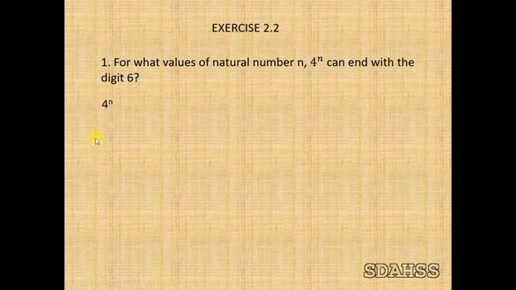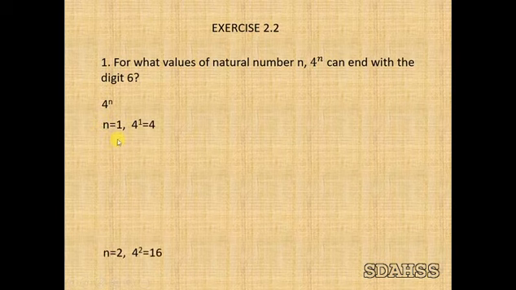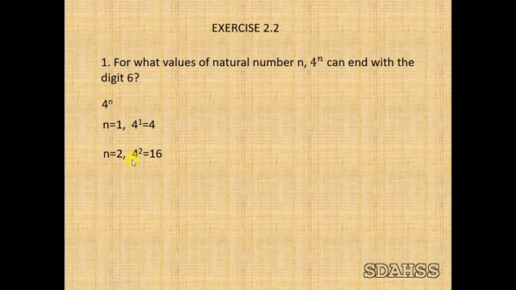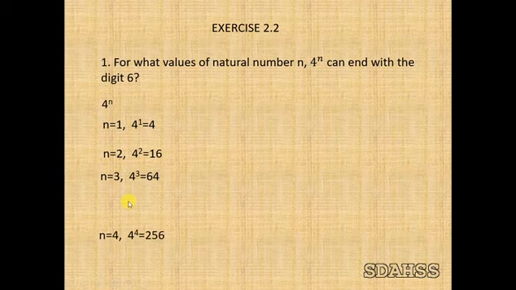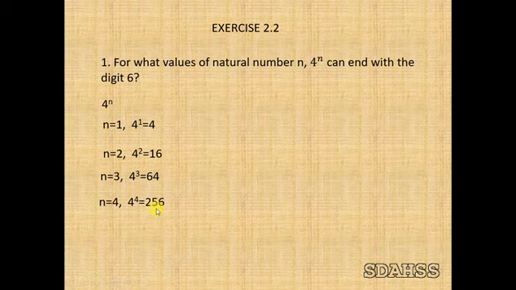So you have to substitute n is equal to 1 in the given number. Then you will get 4 power 1, which means 4. Substitute n is equal to 2. Then you will get 4 square, which means 4 into 4, 16. Substitute n is equal to 3. Then you will get 4 power 3, which means 4 into 4 into 4, 64. Substitute n is equal to 4. Then you will get 4 power 4, which means 256, etc.